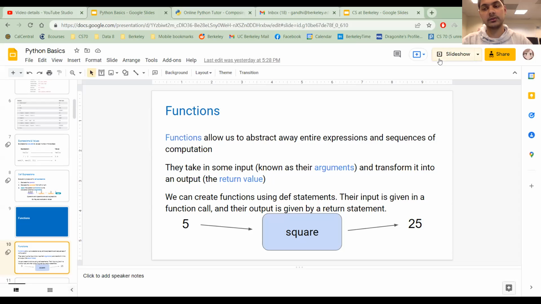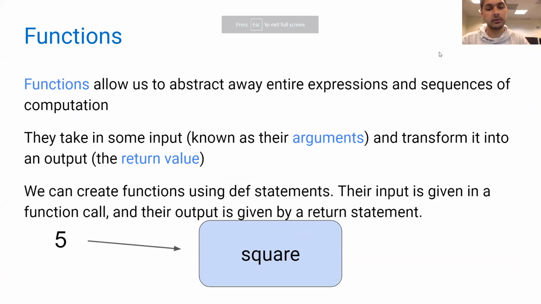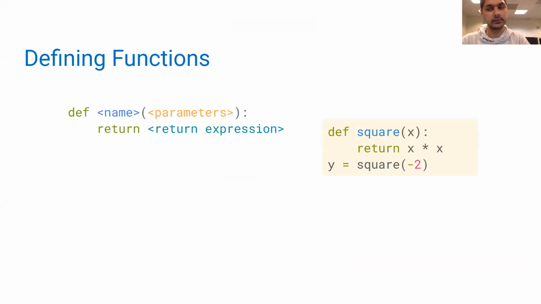Going back, I think I might do another demo later, but a function takes in an input 5, and it outputs the return value 25. So this is the template of how we would define a function. We have the name of the function in blue right there, and then we put the parameters. There can be more than one parameter.